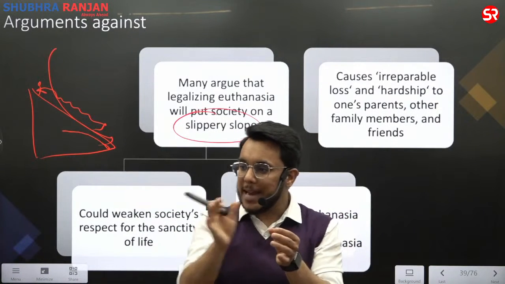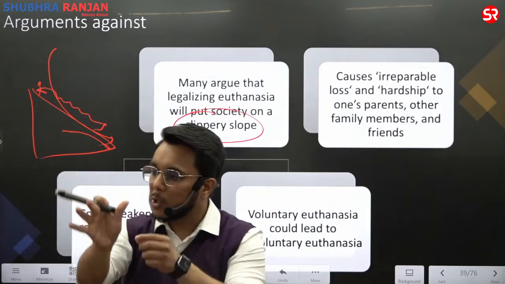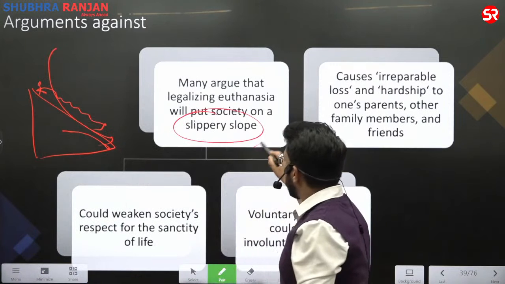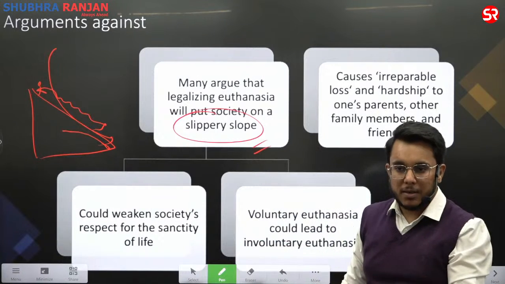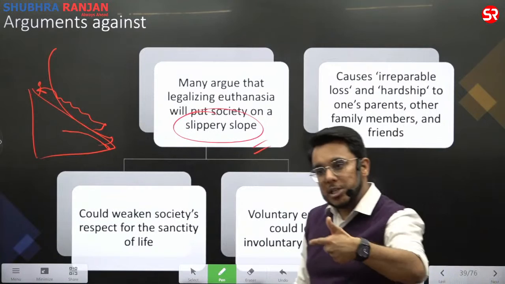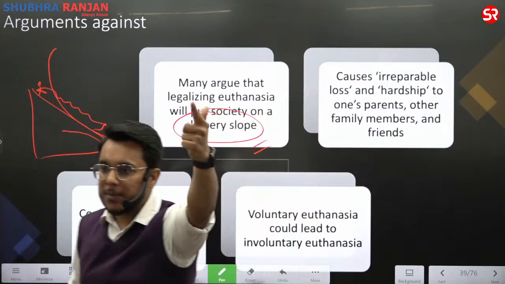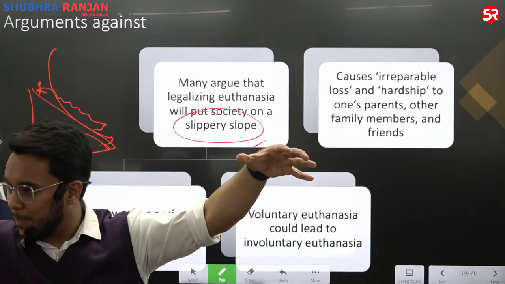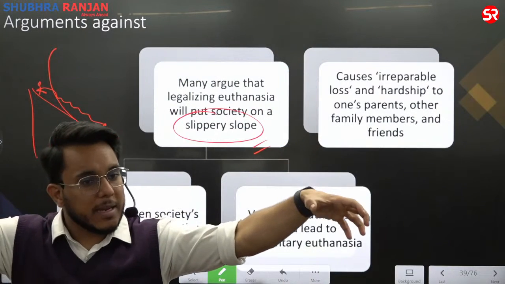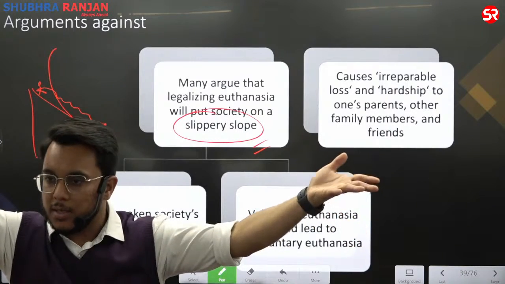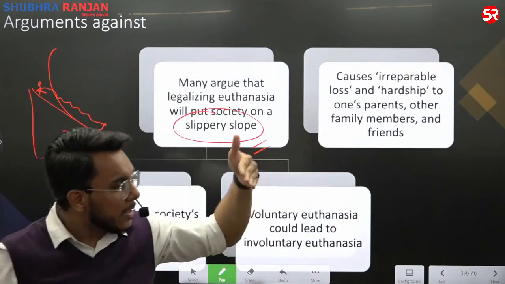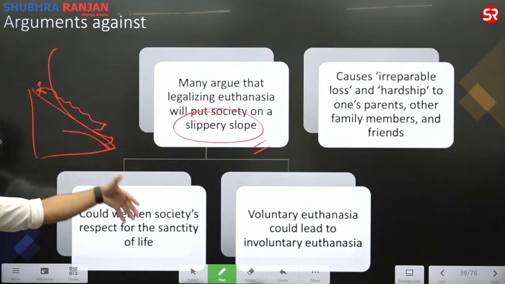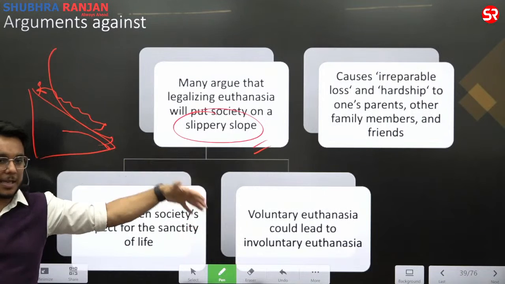Are you getting it or not? You did one wrong thing, then you will do a second wrong, then you will do a third wrong, a kind of chain reaction will start. The point is that today we will allow euthanasia. Today we'll allow passive euthanasia, then tomorrow allow active euthanasia. Then after that we will allow killing of some people for the welfare of the bigger interest. Minority could be terminated for the majority's interest. So it will start a slippery slope, and then society will descend into some kind of ethical crisis.